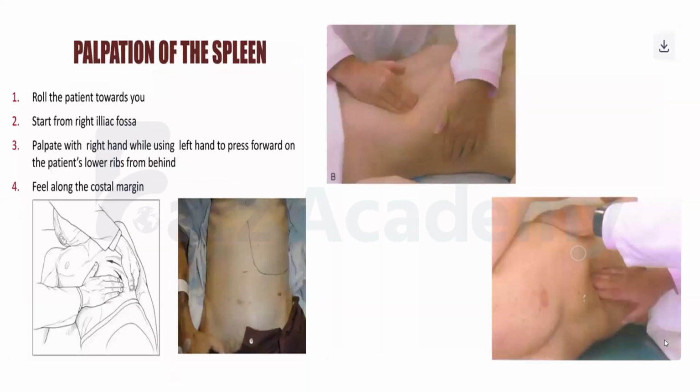Next. So here is how you do a palpation of the spleen. You start from the right iliac fossa, palpate with right hand while using left hand to press forward on the patient's lower ribs from behind. This is often asked, certainly in MRCP. Always remember it's a two-hand business. So if you are trying to palpate spleen with your right hand, what is your other lazy hand doing? As I said, you should feel along the costal margin.